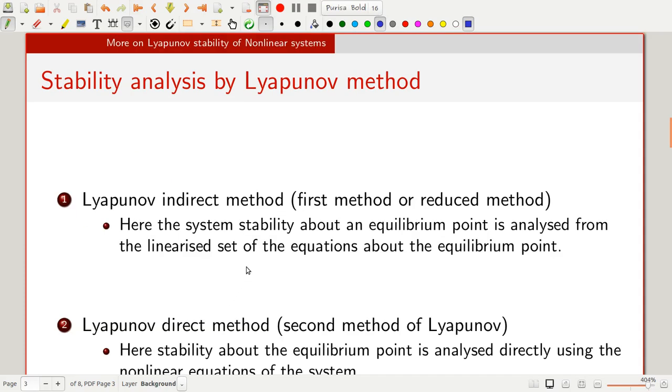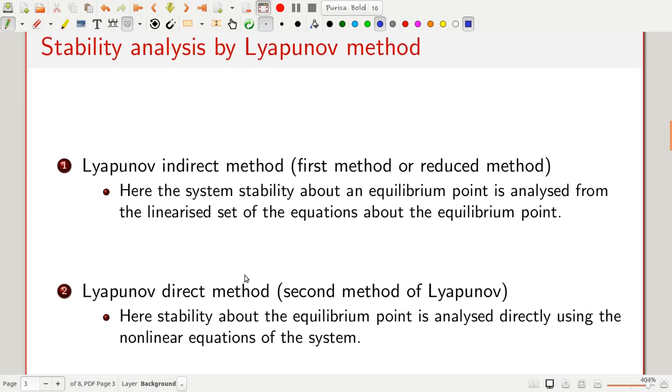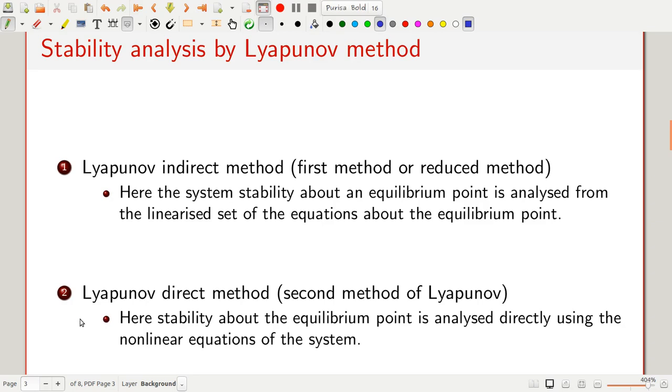There are two methods for analyzing stability, devised by Lyapunov. One is a very powerful method, which is called the Lyapunov direct method. The other one is the indirect method, called the first method or reduced method. If you are given a system equation x dot equal to f of x, where f of x is nonlinear, we linearize the system about the equilibrium point, because we usually discuss stability about the equilibrium point. The system may have one or two or multiple equilibrium points, and in the indirect method the system equations are linearized about all the equilibrium points.